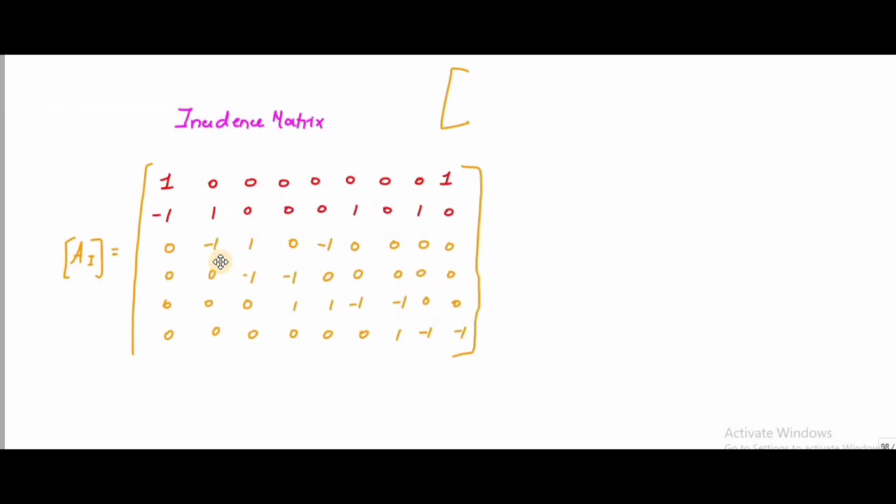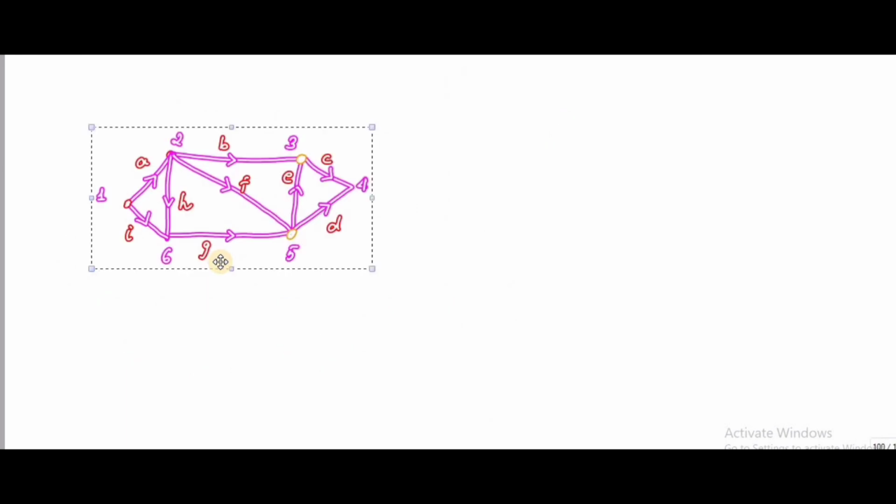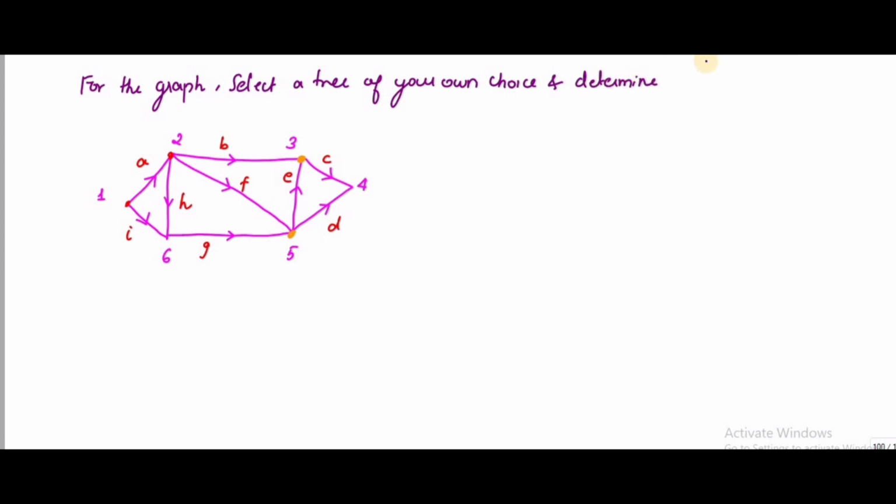So this is your circuit, and let me go for the second question. Okay, so the second question is for the graph. For the graphs, select a tree of your own choice, and determine the tie set schedule. So this is the question.